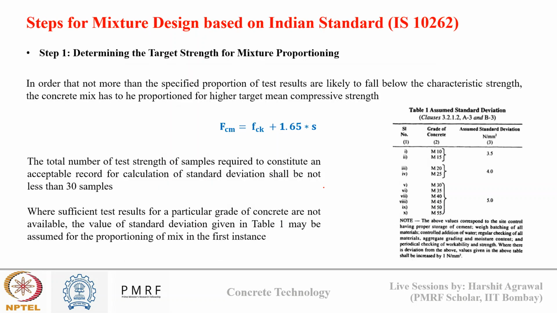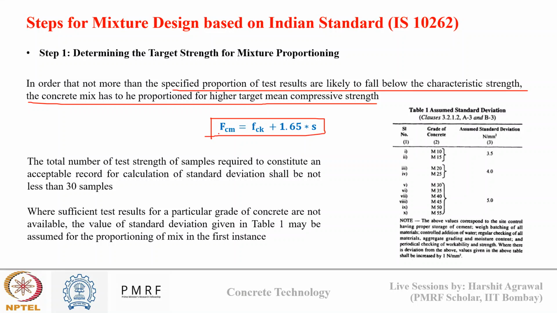Now, after IS 456, we have IS 10262. According to IS 10262, the steps of concrete mixture design are as follows. First step is determining the target mean strength of a mixture proportion. In order that no more than a specified proportion of test results are likely to fall below the characteristic strength, the concrete mixture has to be proportioned for a higher target mean compressive strength. So we design concrete for a target mean strength, and we know this fck value.